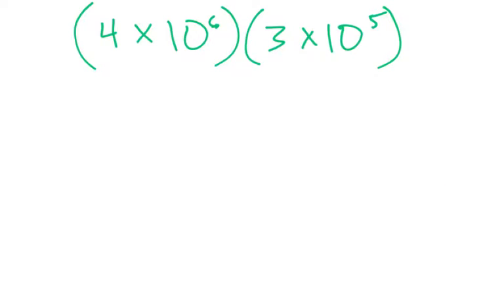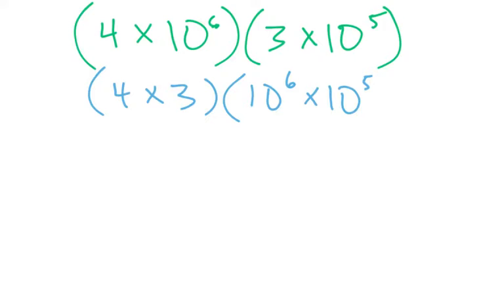Let's do another. Here I have 4 times 10 to the 6th times 3 times 10 to the 5th. Remember, we are not turning this into standard notation. We're going to keep everything scientific. We're going to group first. We'll group our first factors, 4 times 3, and then we'll group our powers of 10, 10 to the 6th times 10 to the 5th. And then 4 times 3, clearly 12. Okay, and then this is multiplying powers with like bases. Let's add those exponents, giving us 10 to the 11th, right?